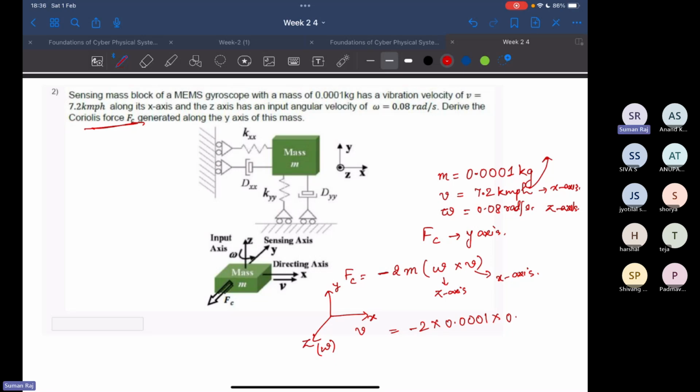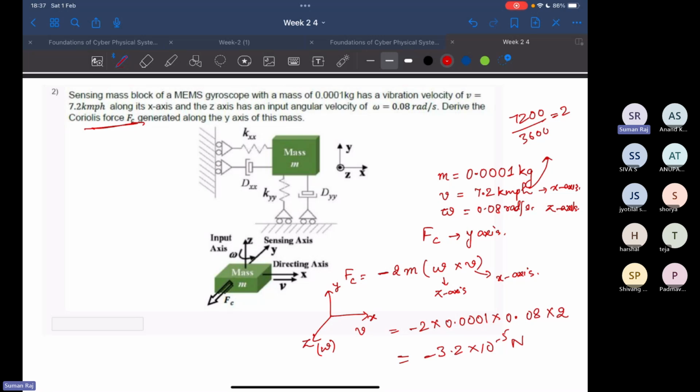Can you calculate quickly? We have to multiply by 1000 and divide by 3600. Correct. 7.2, how much is this? 2, right? 2. Correct. So this is going to be 0.00. I'll just write it in this format. Okay, so this is going to be the answer for this.